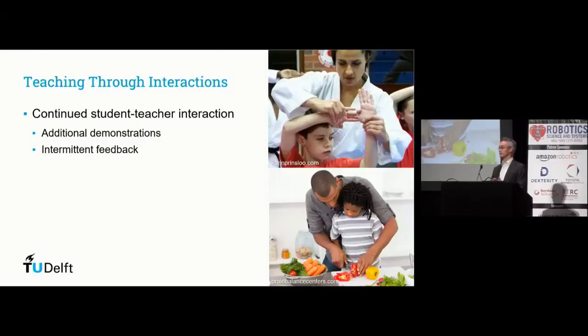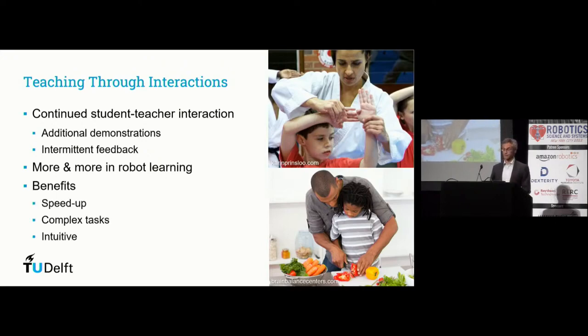And my goal today is to try to convince a few more of you. So, teaching through interactions. That means that we're going to have continued student-teacher interactions while the robot is in the process of learning. So you could provide some additional demonstrations, some other form of intermittent feedback. And you see that more and more in robot learning. I believe there are huge benefits to that in order to speed up the learning process, which in turn enables the robots to learn more complex tasks. And hopefully, if we get the HRI side down, it is also intuitive for humans, especially if they're non-robotics experts.